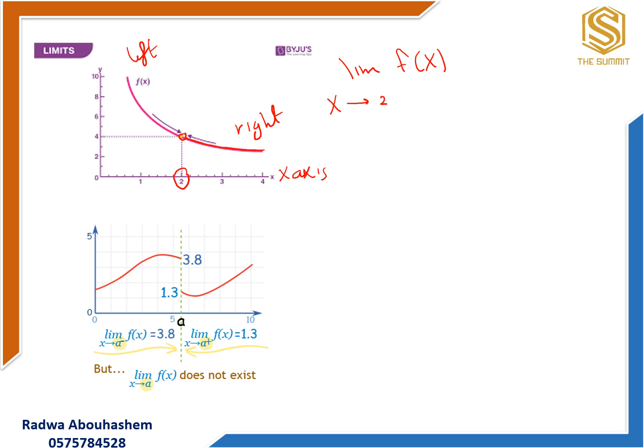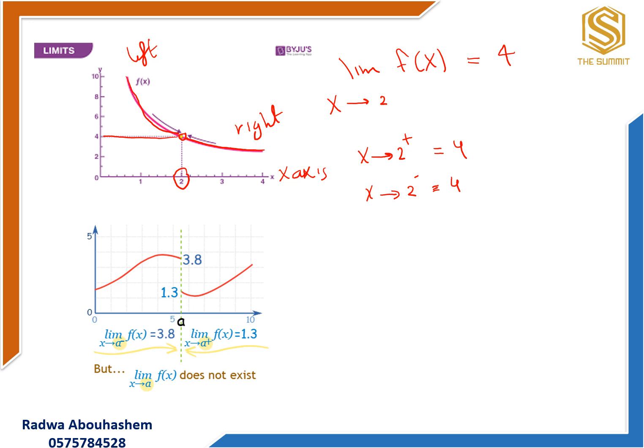Now, if I approach it, it would approach 4. So the answer when it approaches from right, it gives you 4. And if also your approach is from left, it gives you the same, 4. So the limit from right equals the limit from left. This means that your limit exists and it has a value. So it's equal to 4.